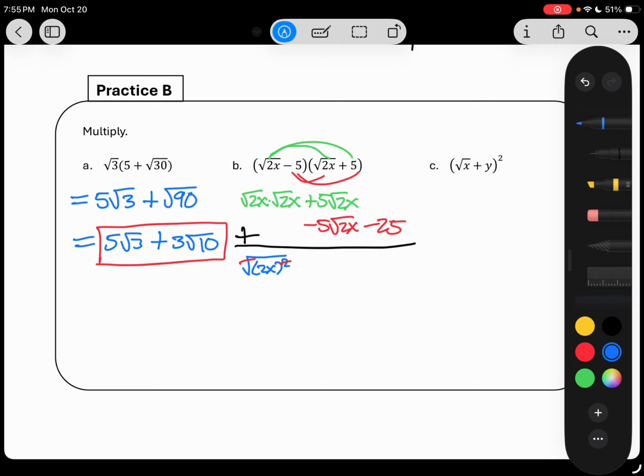And then 5 root 2x minus 5 root 2x would be 0 root 2x. So those just add up to 0. They cancel out completely. And then we still have the minus 25. So our final result would be 2x minus 25 for this one.